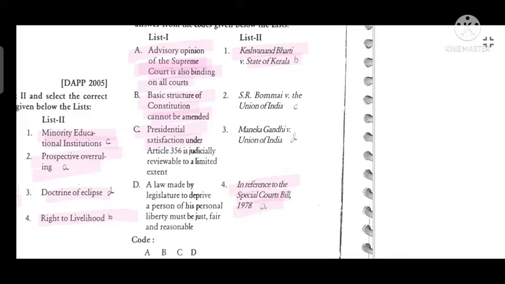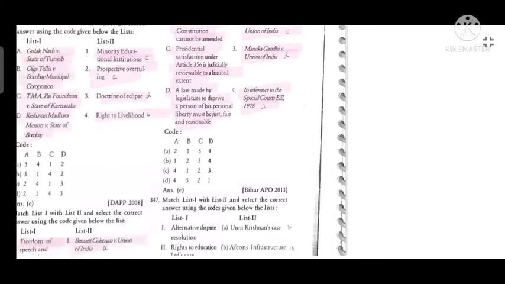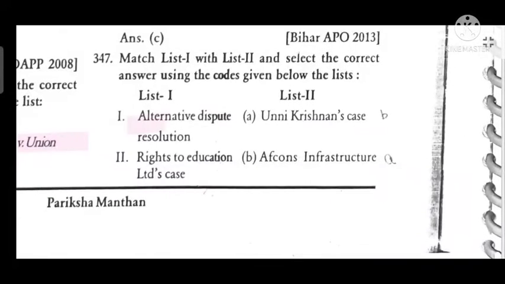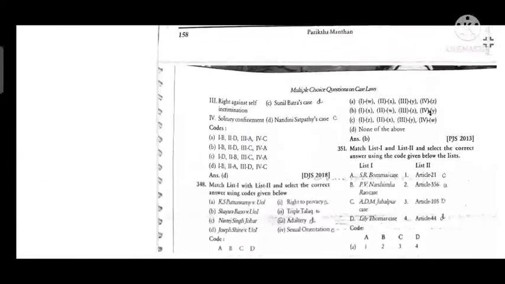Presidential satisfaction under Article 356 is subject to judicial review to a limited extent. S.R. Bommai versus Union of India. A law made by the legislature that deprives a person of his personal liberty must be just, fair and reasonable. Menaka Gandhi versus Union of India. Alternate dispute resolution. Afcons Infrastructure. Right to education limited case. Unni Krishnan versus Union of India.